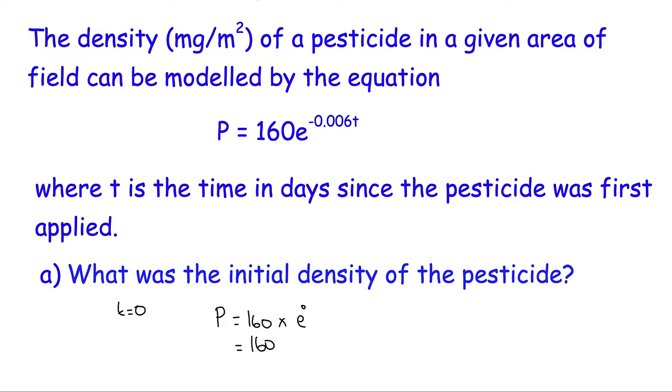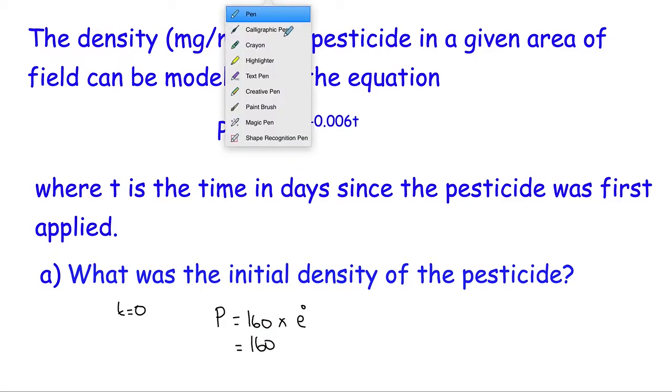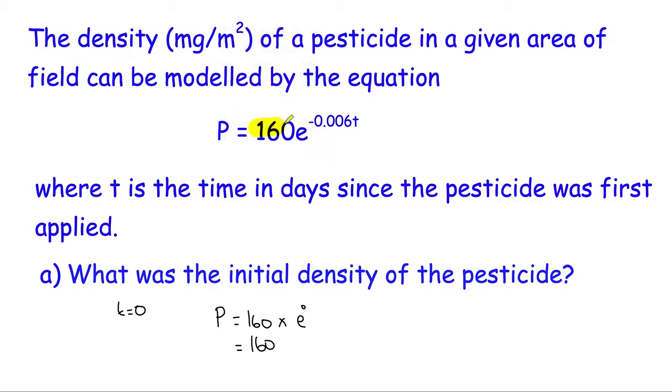The initial value in an exponential function is always this number here. If there's an extra value added on, so if it was like 160 blah blah blah plus 20, the initial value would be 160 plus 20. We don't have that here, so the initial value is literally just the value that the e is being times by. That's always true.